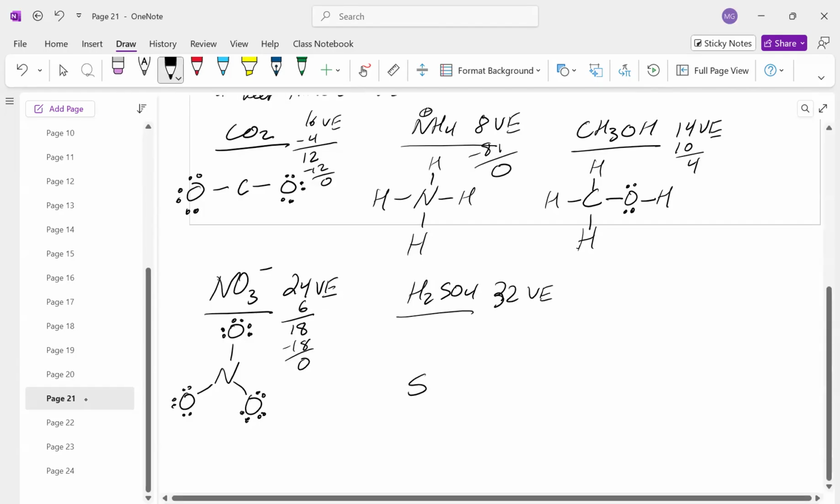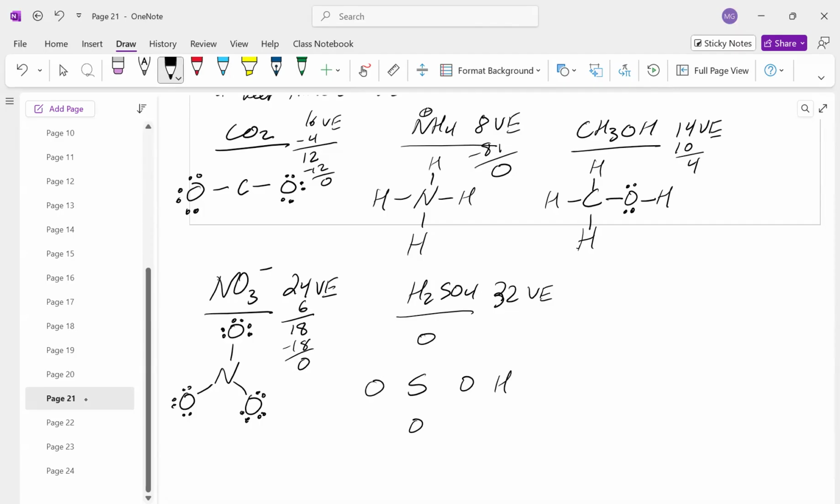And we put sulfur in the middle, the oxygens around, and then we gave these guys a hydrogen. So let's put single bonds to the atoms. And I've used up 1, 2, 3, 4, 5, 6, 12 electrons in bonds. So that is 20 left. And now I'm going to start putting those lone pairs around the more electronegative atom, which is oxygen.